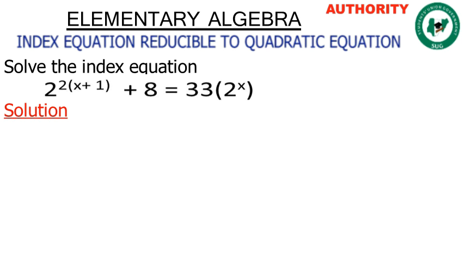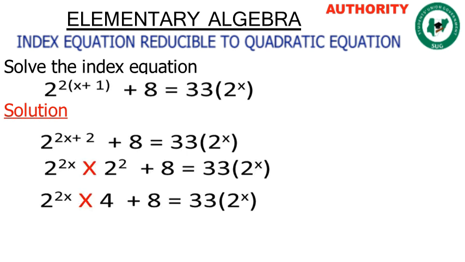Now we will have 2 in the first term, raised to power, let's open the bracket. We'll have 2 times x, it will give us 2x. And then 2 times plus 1, it will give us plus 2. Then plus 8 is equal to 33(2 raised to power x). Okay? Alright, let's see what we can do next.